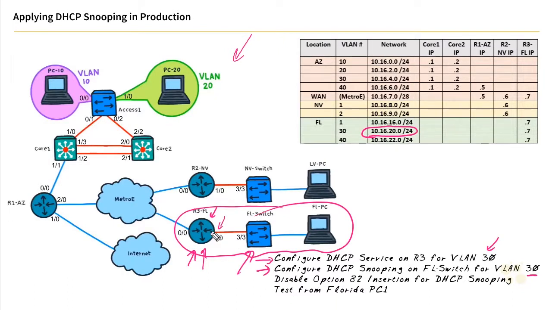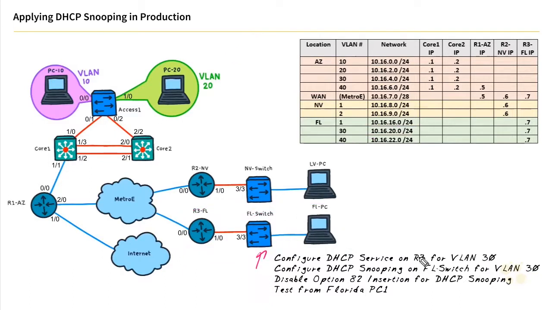In addition, because the DHCP server is directly connected to this network, Bob would like us to disable option 82 insertion for DHCP snooping. No problem. We did that in the previous video. We'll do it again here with the command no ip dhcp snooping information option. Then he'd like us to test it by going to this Florida PC, making it a DHCP client and verifying that it gets an IP address, and also going back to the switch to make sure we can look at the DHCP snooping information to verify that the switch has learned that IP address that this client's using along with its MAC address.